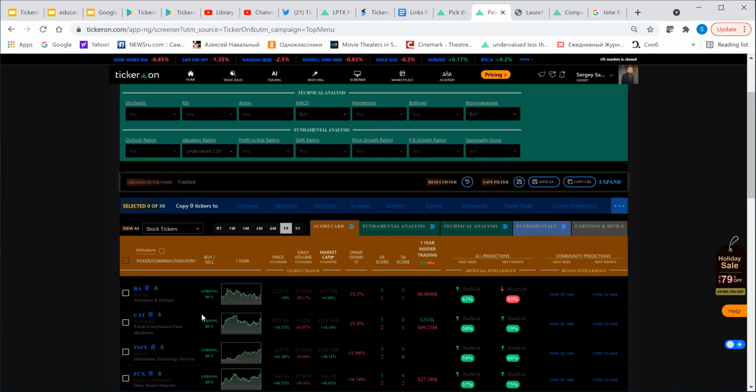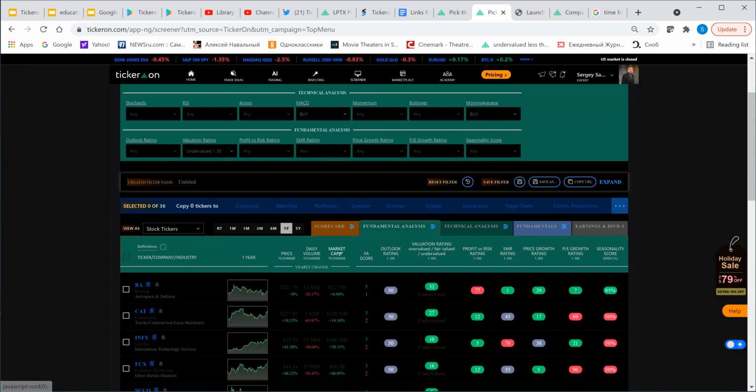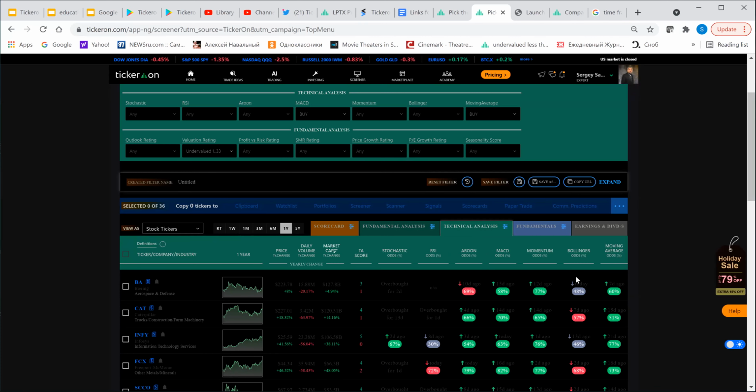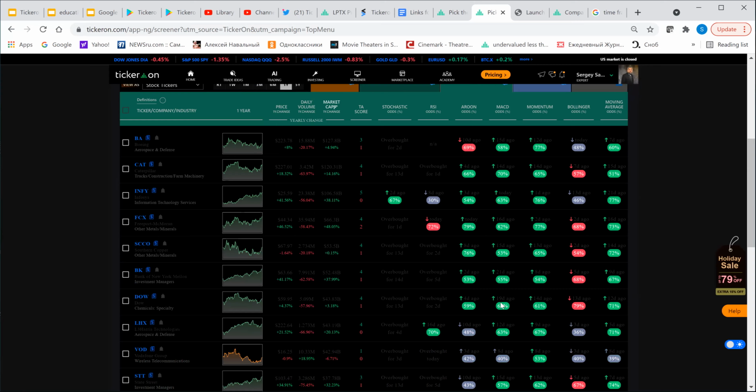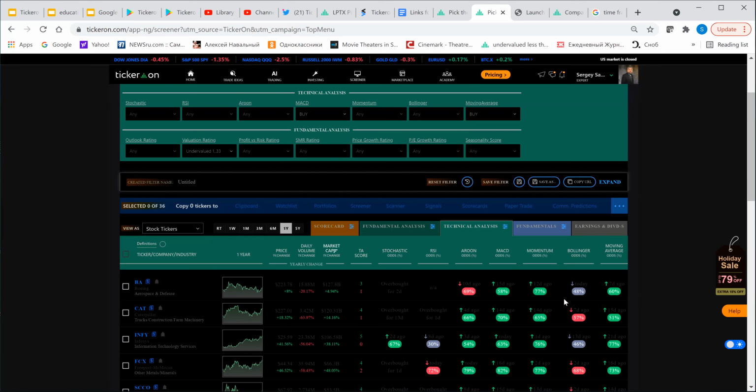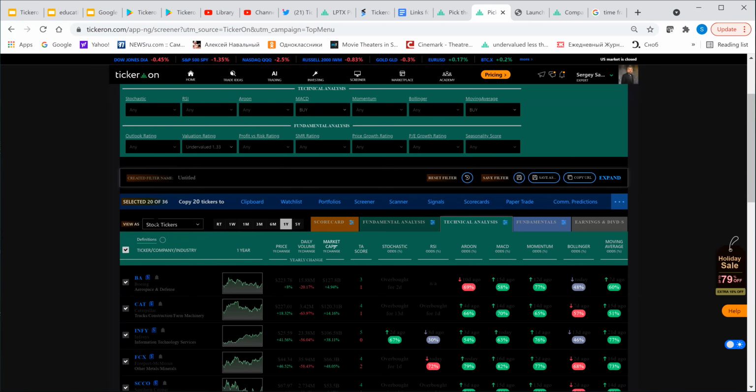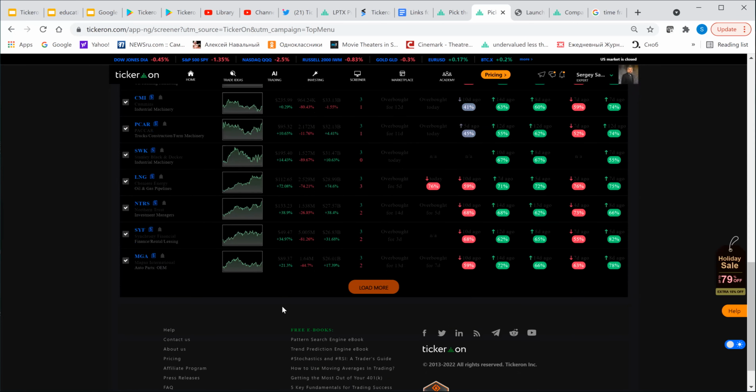You see, all of them strong buys on the daily signals. Then on the fundamental analysis, all of them undervalued. And on the technical analysis, there's a lot of green because I chose moving average buy and then MACD buy. So that way I picked up quite a lot of stocks. And now I have a list of 36 stocks. Then what I'm going to do is again select them. I selected 20.